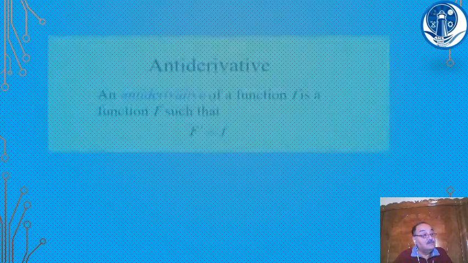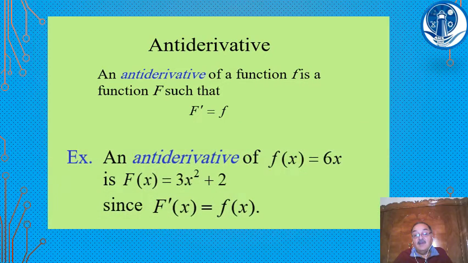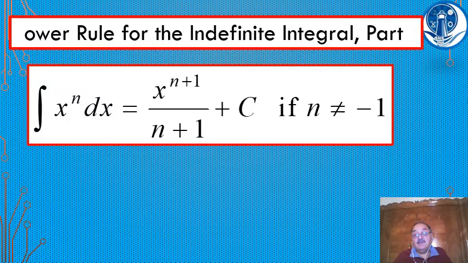Here we have another thing. The antiderivative of a function f is a function F such that F prime equals f. If f of x equals 6x, the function F of x equals 3x squared plus 2. Then F prime equals the function f, and F is the antiderivative of the function.